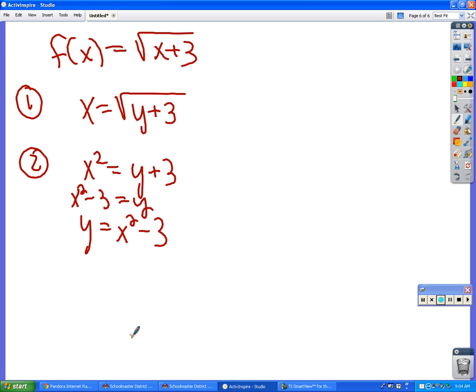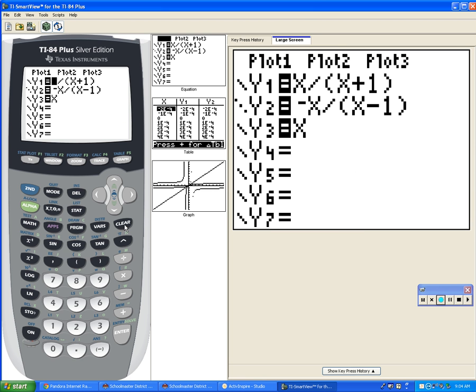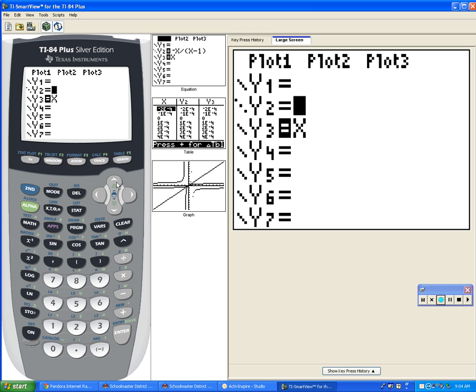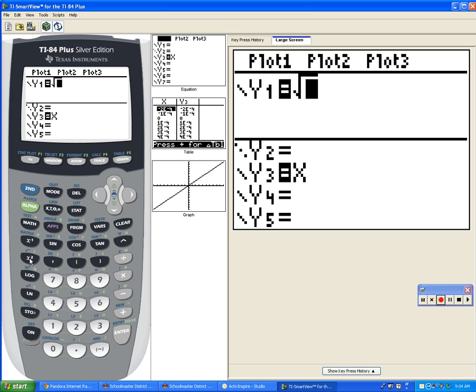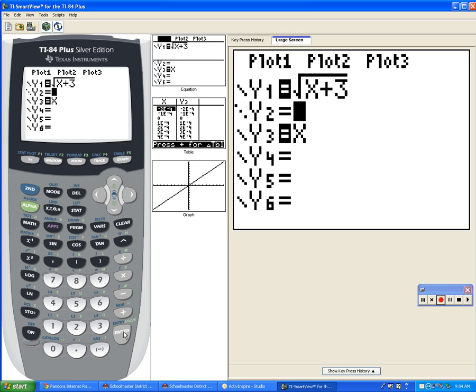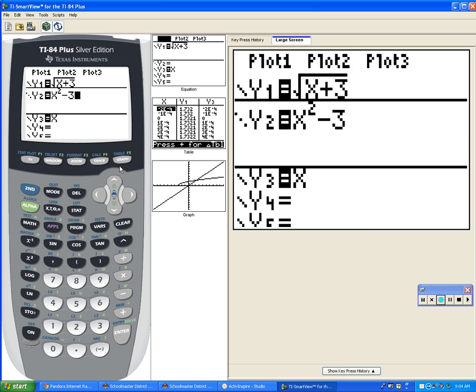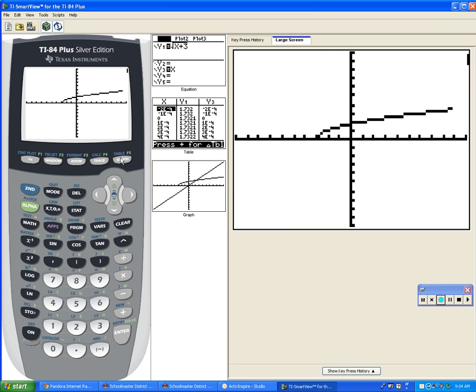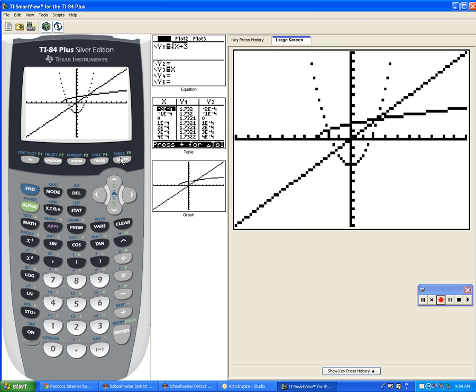Okay, so let's take a look at these, and maybe the relationship between the graphs will be a little bit clearer. So the first one was the square root of x plus 3, and then the next one, when we solved it and got the inverse, was x squared minus 3. If I look at the graphs of those, you can see this is the original one, and then this is the inverse.